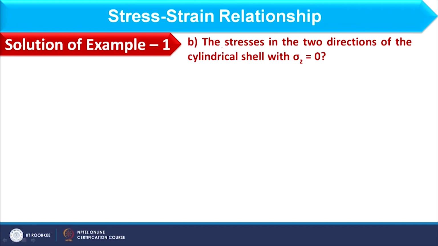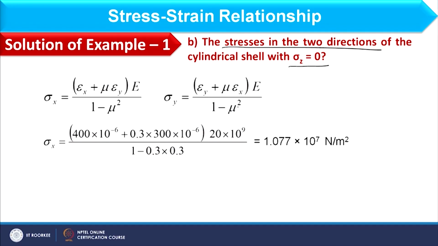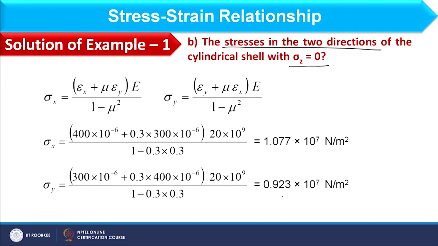In the second part we need to find out stresses in 2 directions of the cylindrical shell where sigma z is equal to 0. So, here I am having the relation of sigma x as well as sigma y as a function of epsilon x and epsilon y. This is a biaxial system, these equations we have already derived, and while putting the values of strain, E and mu, we can have sigma x as well as sigma y. Okay. So, sigma x is simply expression based, no complicated solution is required for that. So, sigma x comes out as 1.077 into 10 to the power 7 Newton per meter square, and sigma y we can obtain as 0.923 into 10 to the power 7. So, these values are directly formula based, where if we know stress we can calculate strain and vice versa also. So, this is the simple example to compute stress for biaxial as well as triaxial system.